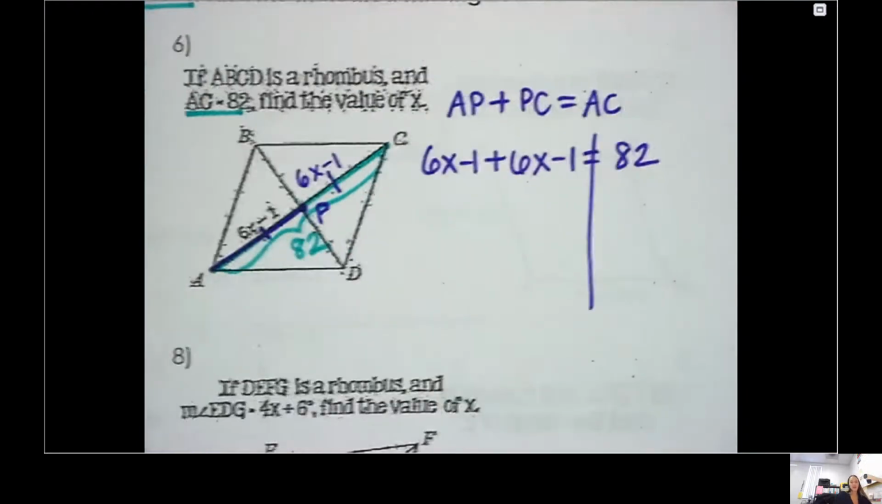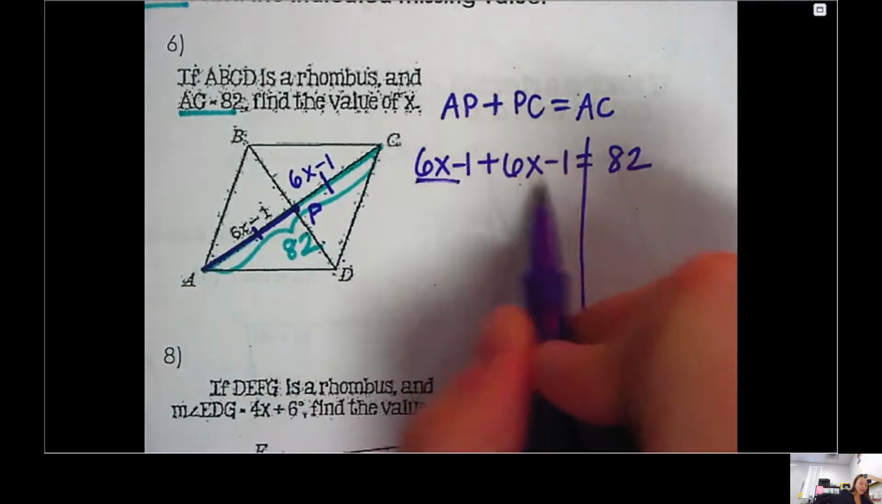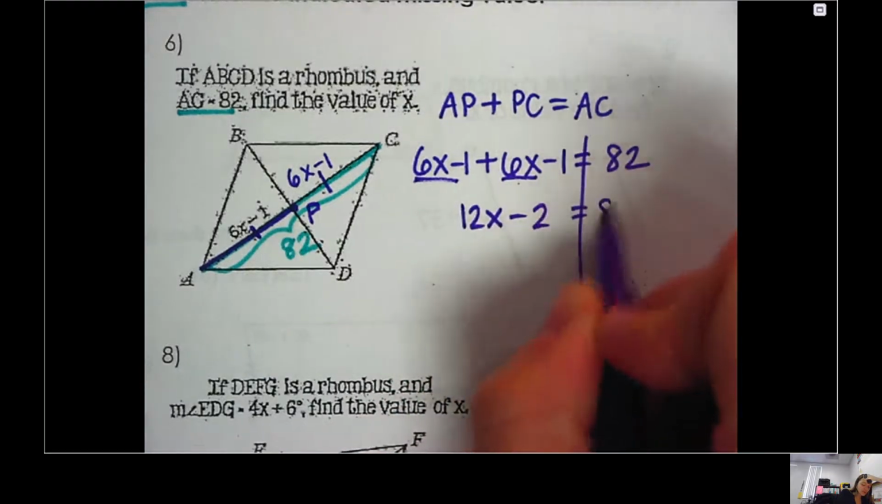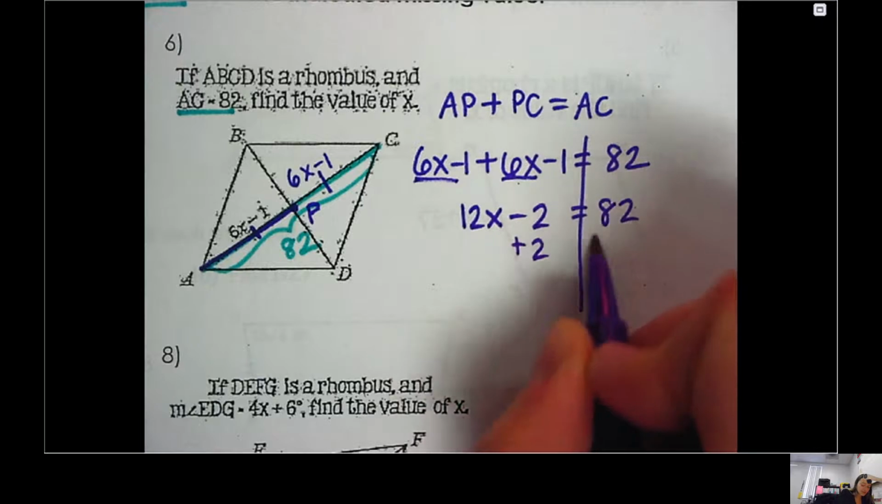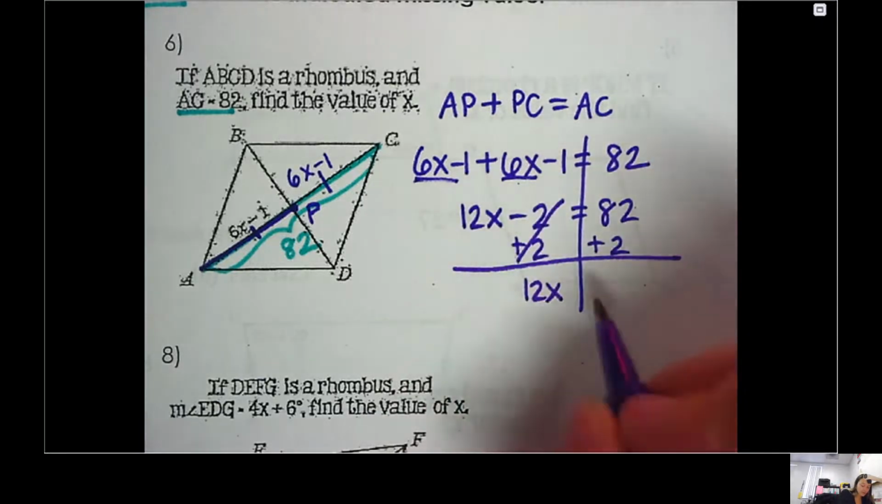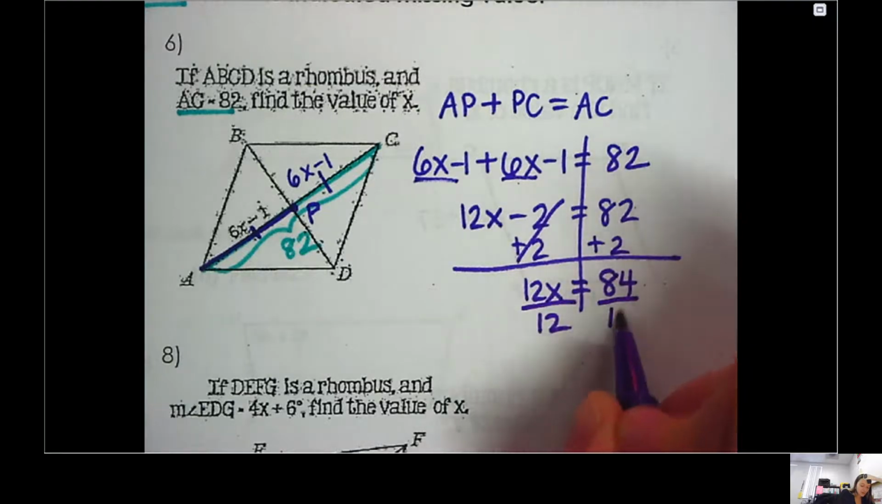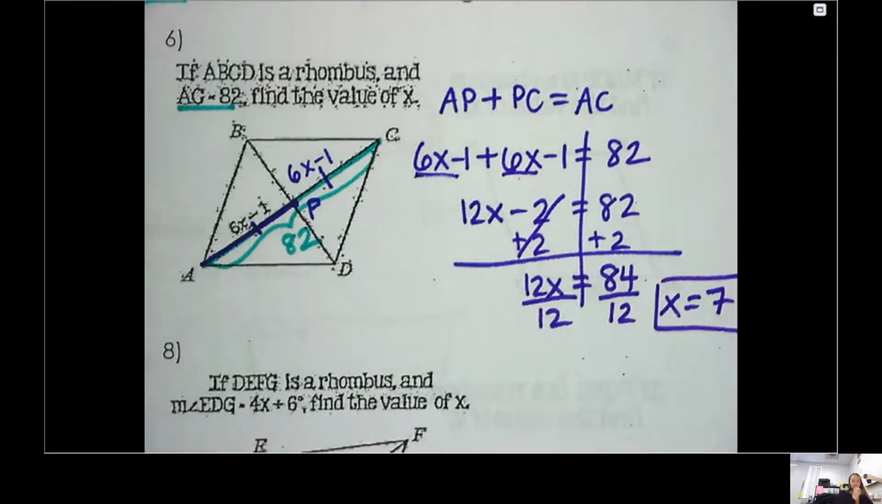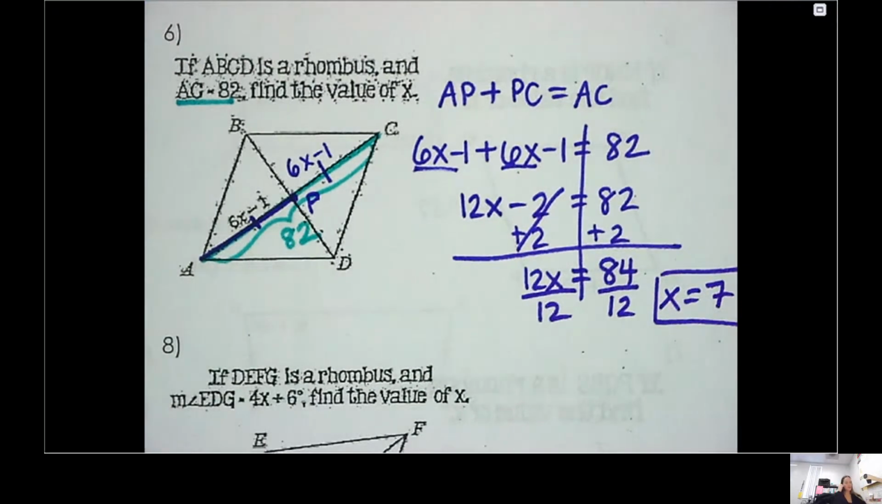And again, your fave, algebra. Combine like terms, 12x minus 2 equals 82. Add 2 to both sides. 12x equals 84. Divide both sides by 12. I get x equals 7. Again, I could plug it in just to be sure, but there's my answer. Okay, last two.